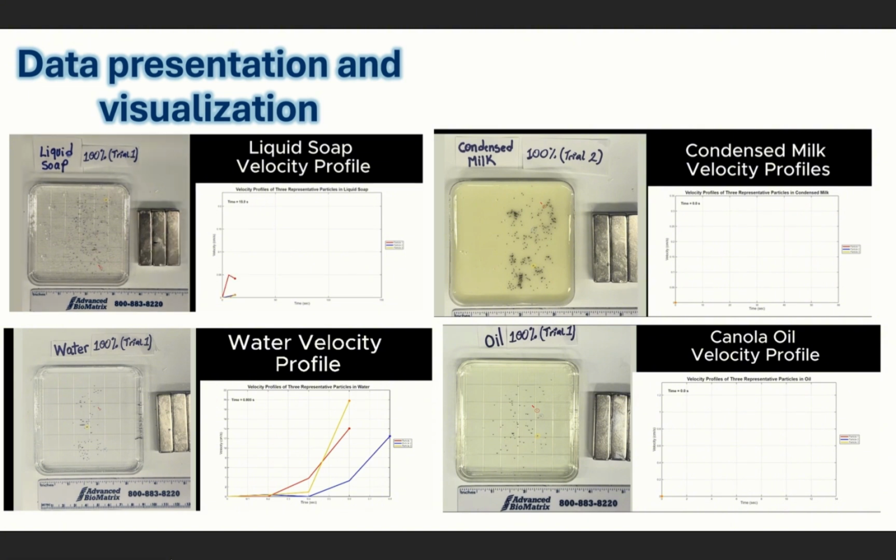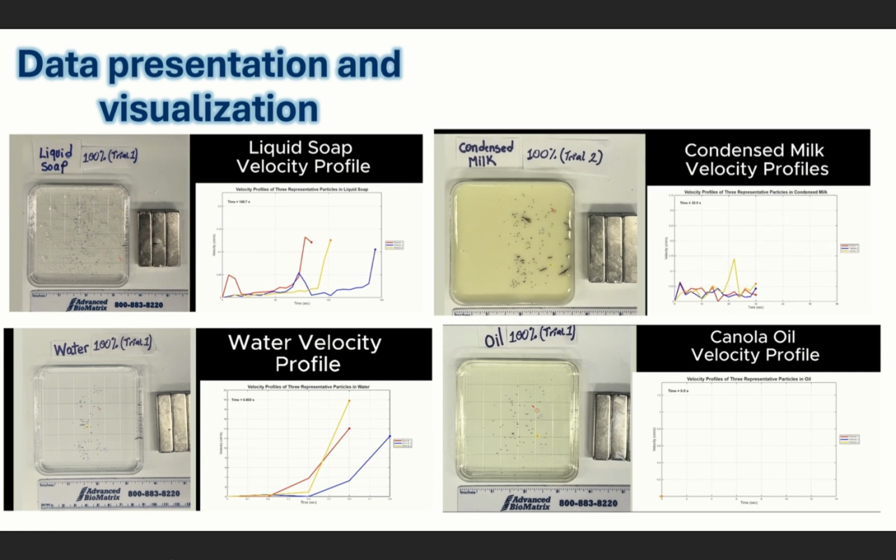Here we have the velocity profiles for representative particles in each fluid. In water, particles accelerate very quickly, reaching the highest velocities. This indicates low viscous resistance, so motion is dominated by inertia. In oil, velocities decrease significantly compared to water. The higher viscosity increases the drag, leading to a slower and smoother motion.